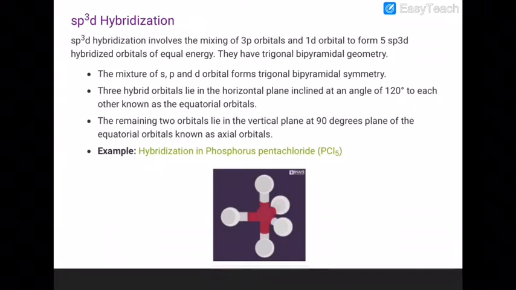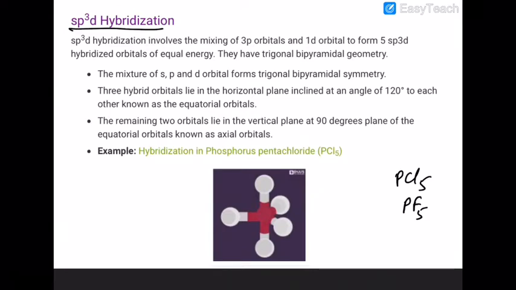Today, we are going to discuss sp3d hybridization. That is very, very important, because it gives the shape which is trigonal bipyramidal. PCl5 and PF5 are very good examples of that.